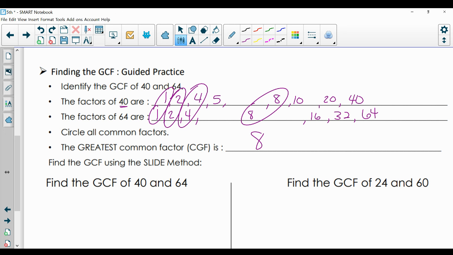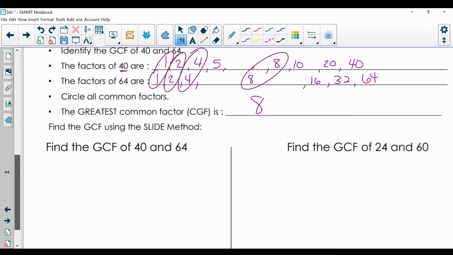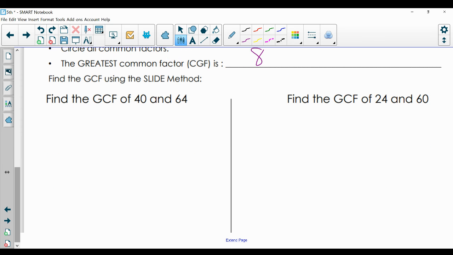With the slide method, the goal is the same, but it looks different. And we use what I call the sliding 6. It's 2, 3, 5, 7, 11, 13. Those numbers are very important. Those are the first 6 prime numbers, meaning that nothing else can go into those numbers except for 1 and itself.